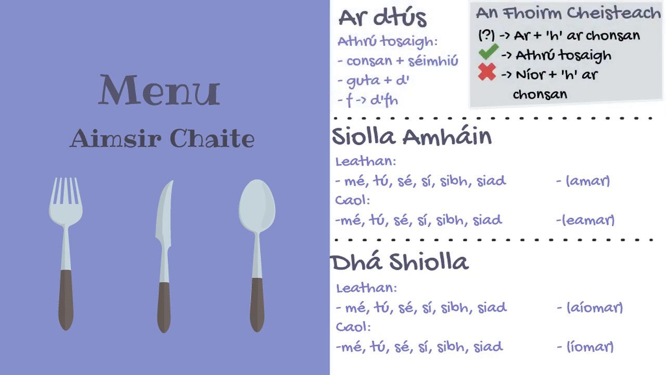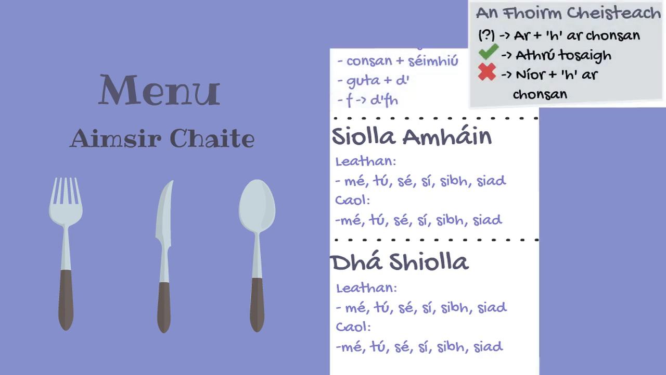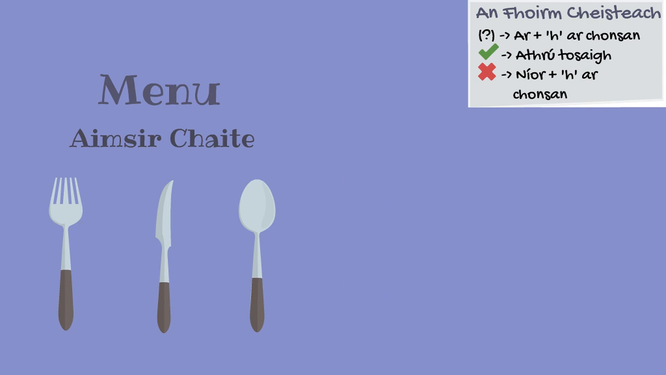What about asking questions in the Chaite? Well, it's actually pretty simple. To ask a question, you use ar before the verb and put a séimhiú on a consonant. To answer a question positively, you use the standard urú tosaigh. And to answer negatively, you put níor before the verb and a séimhiú on a consonant. And that's it for the past tense.